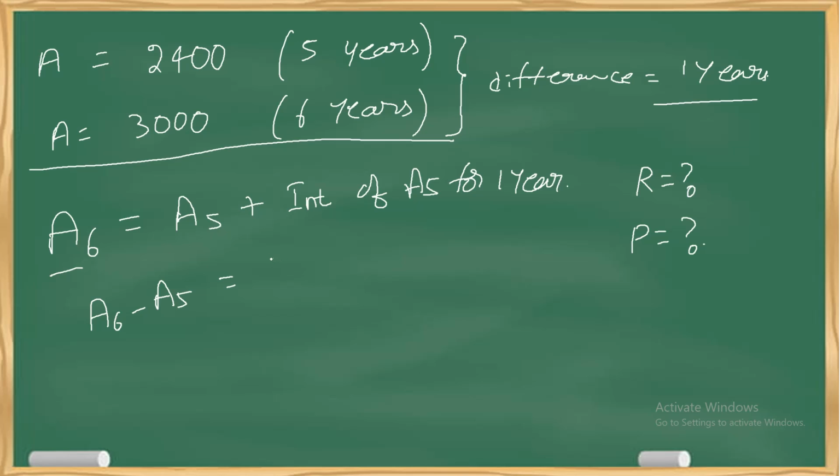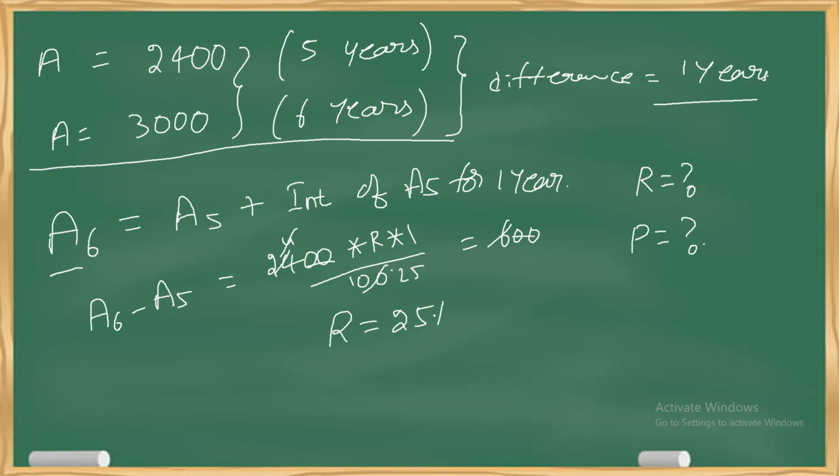It is equal to the interest of the 5th year, that is 2400 into R into 1 by 100. What is the difference here? 600. So 600, 6 how many times? 4 times. 4 how many times? 25 times. So rate of interest is equal to 25%.